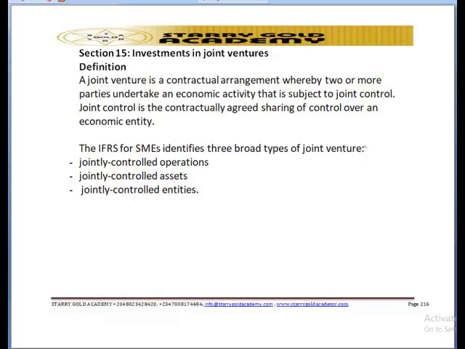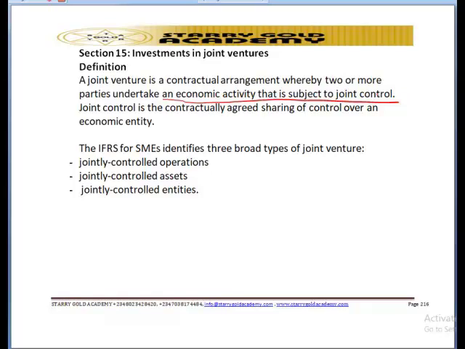Now, IFRS for SMEs defines a joint venture as a contractual arrangement whereby two or more parties undertake an economic activity. It's very important. Or a commercial activity. It has commercial substance. Economic activity that is subject to joint control. So you are coming together just to set up an economic entity that is still subject to joint control. It's not one person. It's not a sole proprietorship. Now, what do we mean by joint control? Joint control is the contractually agreed sharing of control over an economic entity.